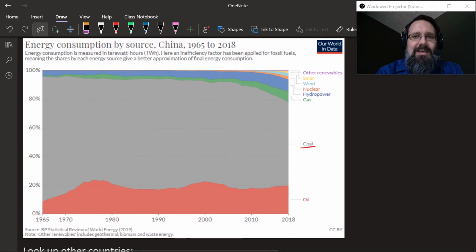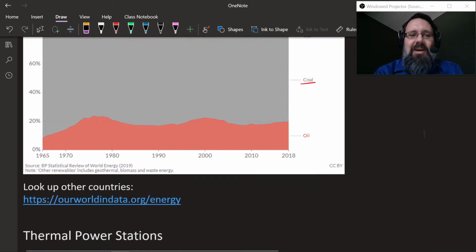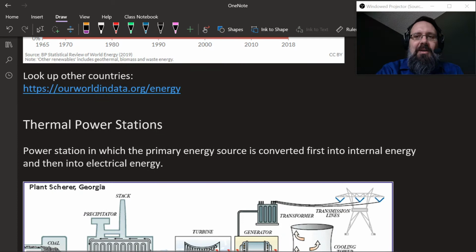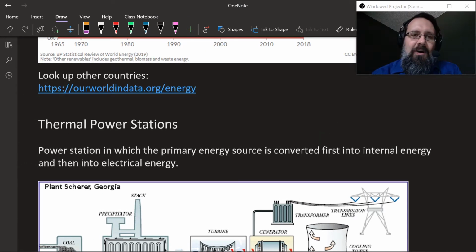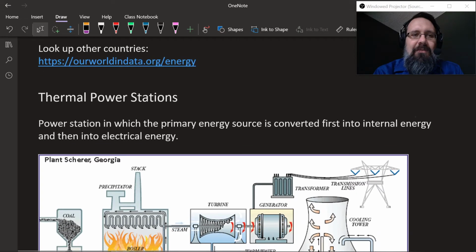The other thing is this isn't showing us the total production. This is just showing us a percentage. If you looked at total production, I'm going to show you guys that graph a little bit later. But if you want to look up data for other countries or any other graphs, you can go to this site. It's called ourworldindata.org/energy, and you guys could go check it out for all these graphs.